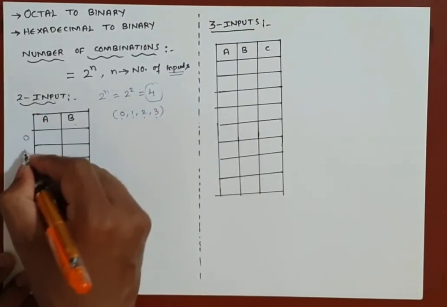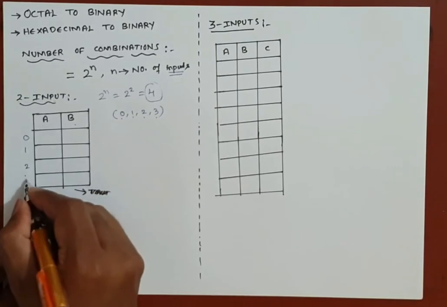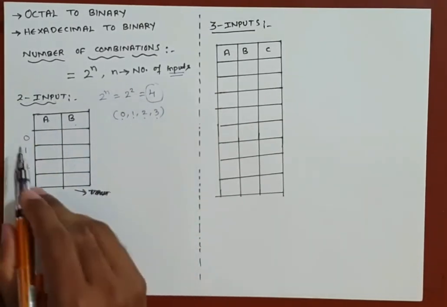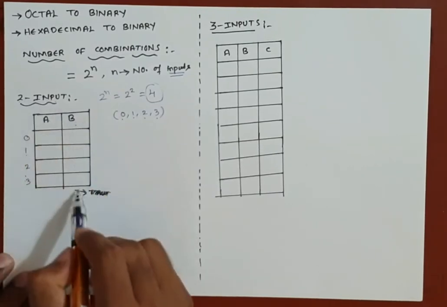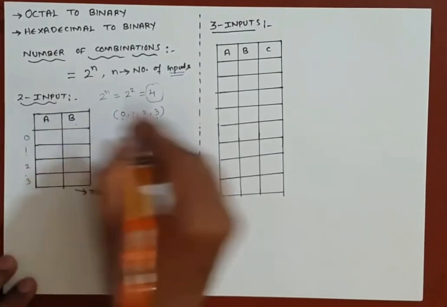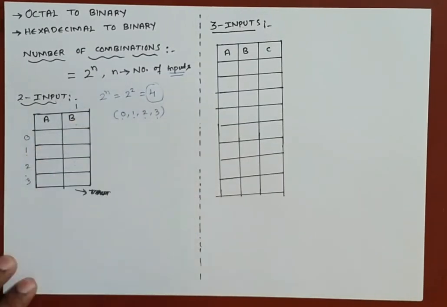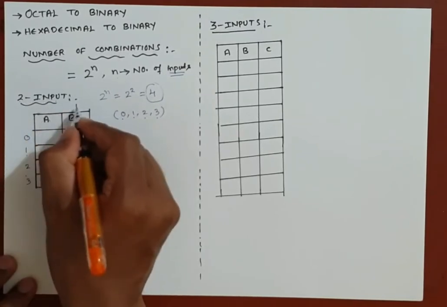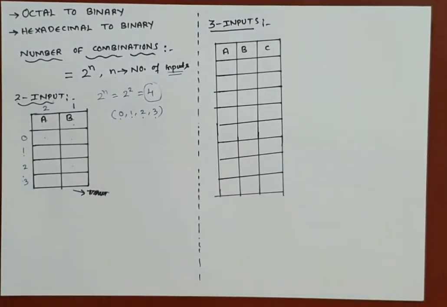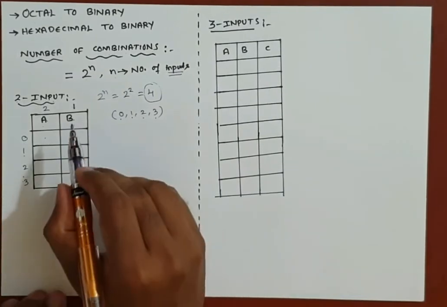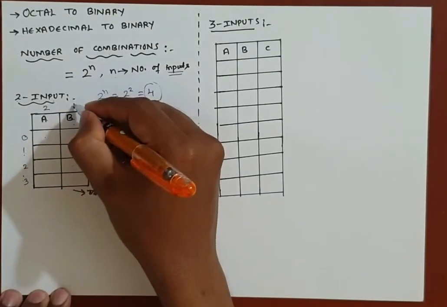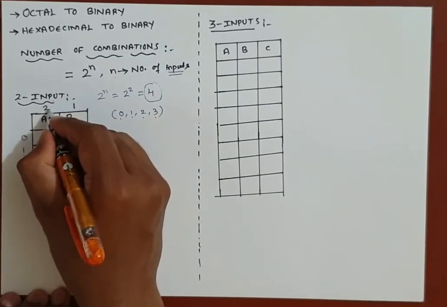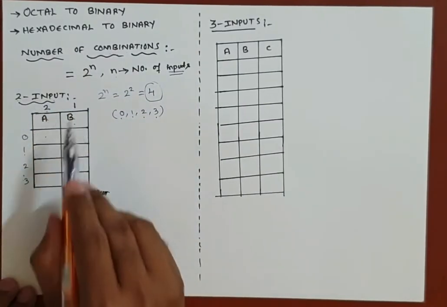So write 0, 1, 2, 3 over here. We have two inputs, A and B, and 4 combinations. Draw the table like this. Now from the right hand side, first place 1 over here, and next, towards the next side, double it. So 1 plus 1 is 2. I will repeat one more time. From the right hand side, first place 1, next double it, that is 1 plus 1 is 2. It means this is the 2 1 combination.